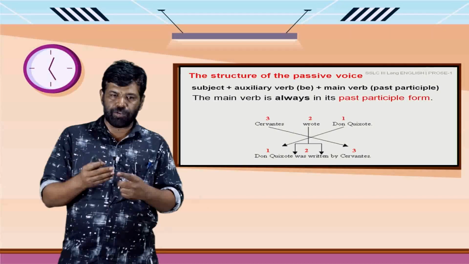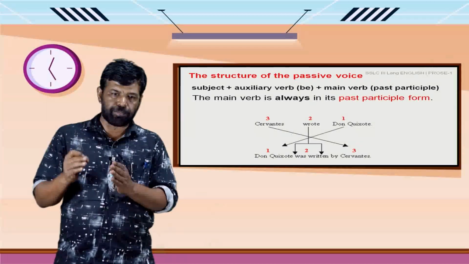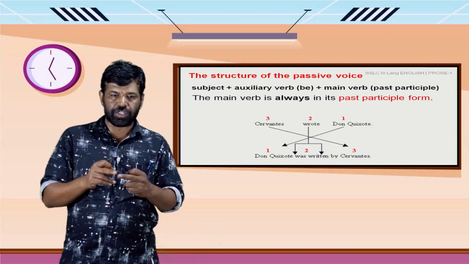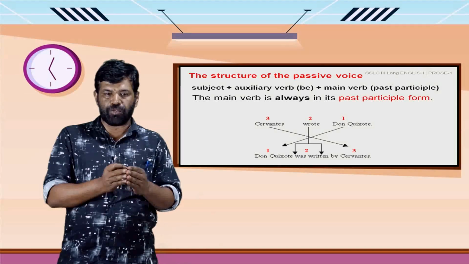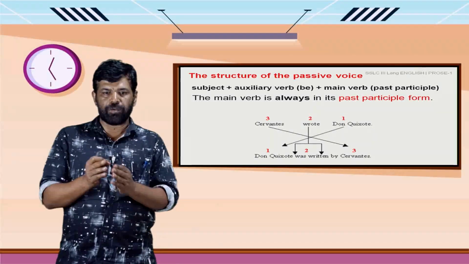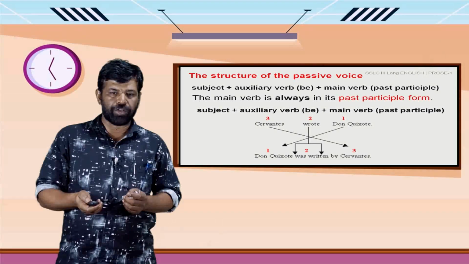Wrote is again a verb, but it is in the V2 form, or second form, or past form, and it changes its form. Here the to-be verb was is used and the main verb is kept in the past participle form, or else we can call it the third form or V3 form.